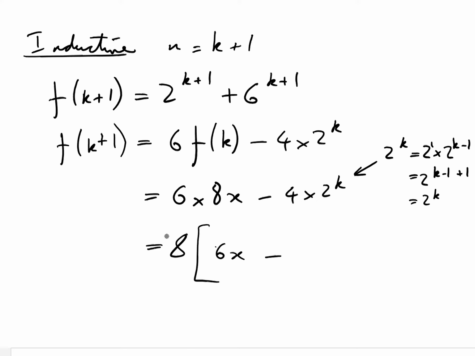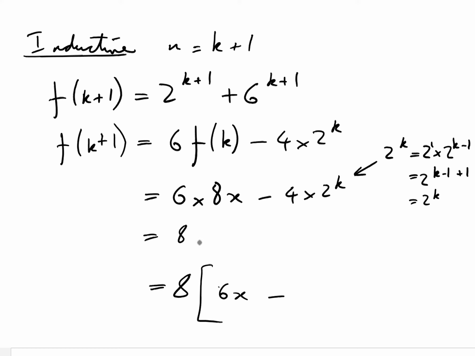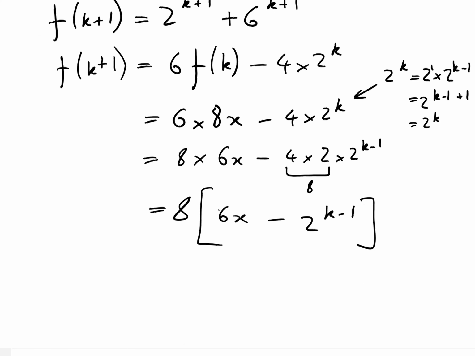Because we want this thing now. I'll stick in an extra line. This thing is 8, so this is before the factorisation. This is 8 times 6x. Minus this thing now I can write as 4 times 2 times 2 to the power of k minus 1. Well, this thing here is equal to 8, which is exactly what I want because I want to factor out an 8. Okay, so I'll just be left with 2 to the power of k minus 1 inside the brackets here. So therefore I've shown now that f of k plus 1 is equal to 8 times something. So it is divisible by 8.